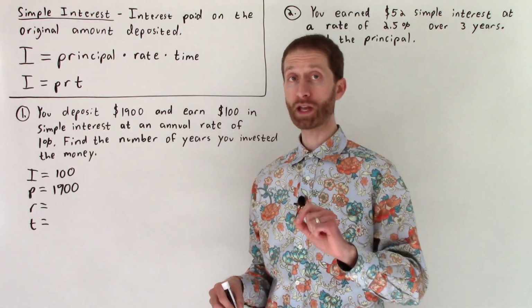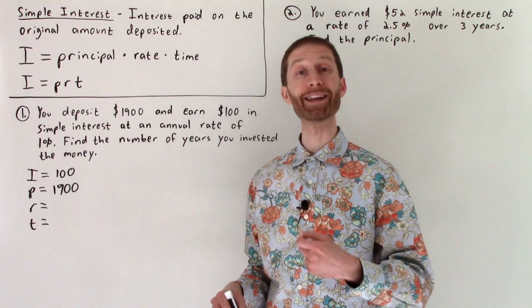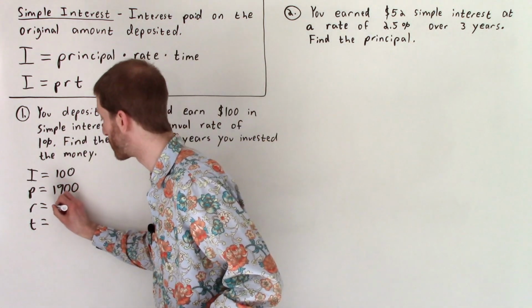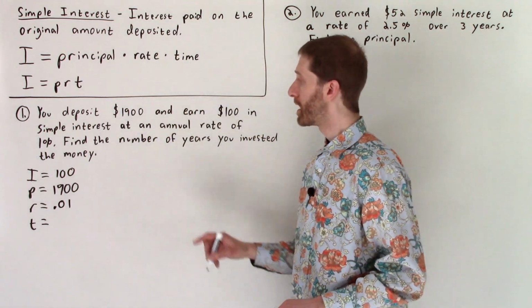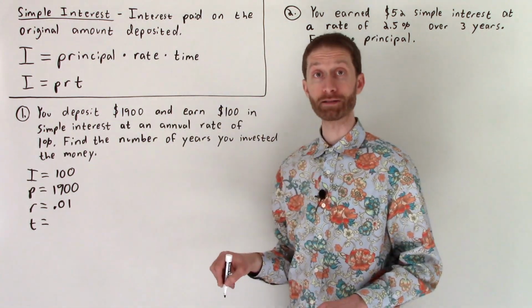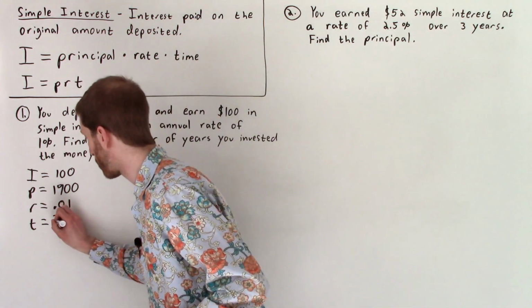As always, with percentages, when we're doing calculations, we write it as a decimal. 1% is 0.01, moving the decimal point 2 places to the left. Then it says find the number of years you invested. Well, that would be a question mark here for T.